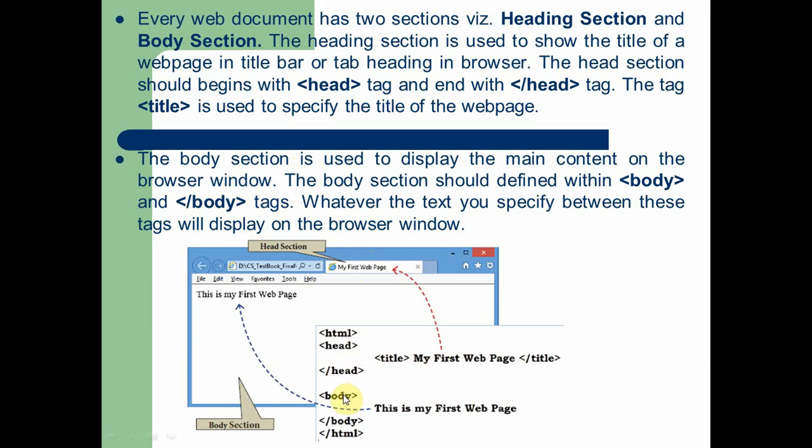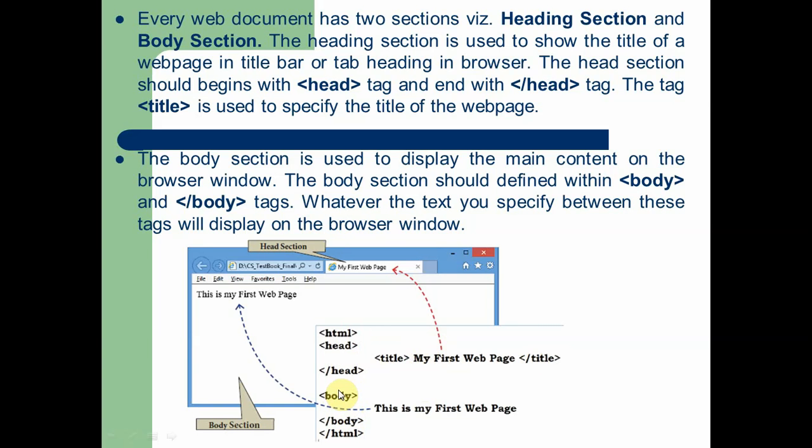So here you can see the body section, it is open here and close here. Here the head section is open and close here, and here the title section is open and close here. So these are the tags which should be used in every web page. HTML tag open close, head tag open close. Within the head tag we should use the title open close tag. After the head tag we can use the body tag open and close tag.